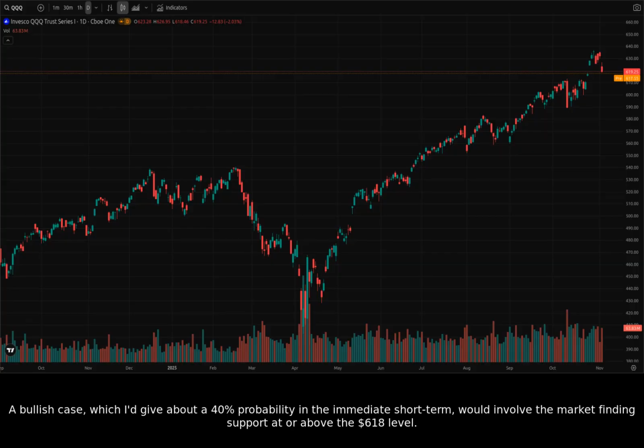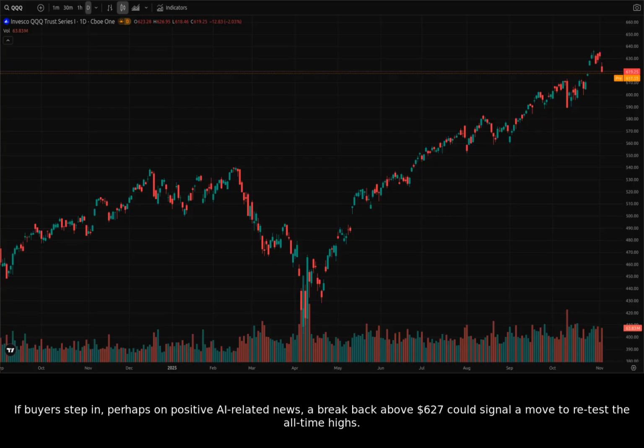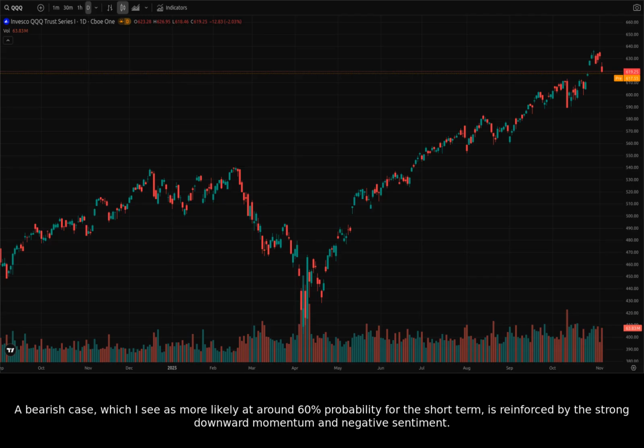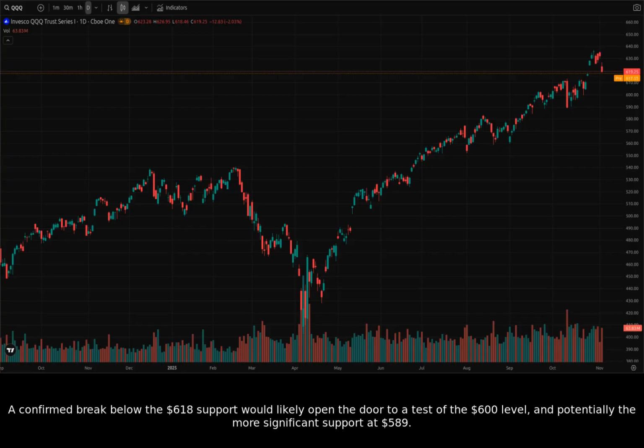A bullish case, which I'd give about a 40% probability in the immediate short term, would involve the market finding support at or above the $618 level. If buyers step in, perhaps on positive AI-related news, a break back above $627 could signal a move to retest the all-time highs. A bearish case, which I see as more likely at around 60% probability for the short term, is reinforced by the strong downward momentum and negative sentiment. A confirmed break below the $618 support would likely open the door to a test of the $600 level and potentially the more significant support at $589.